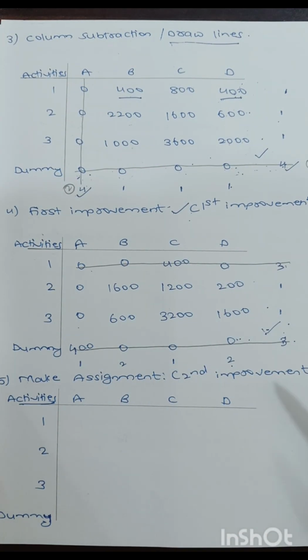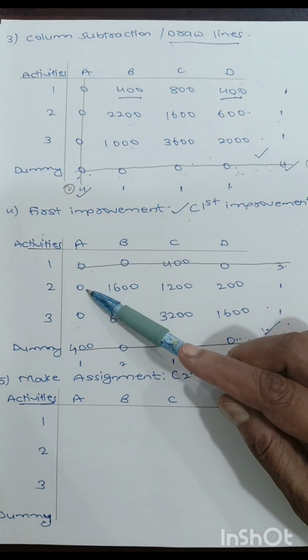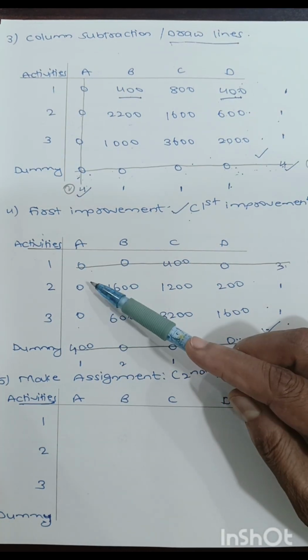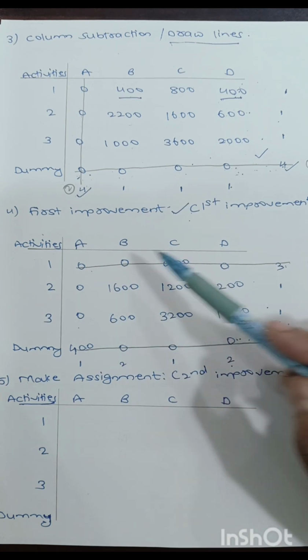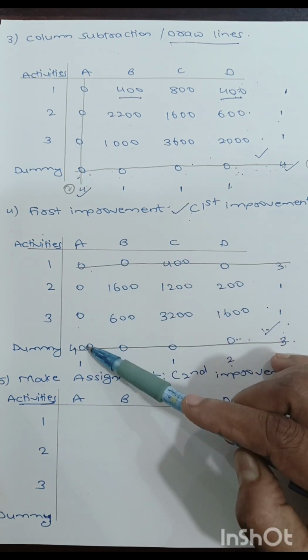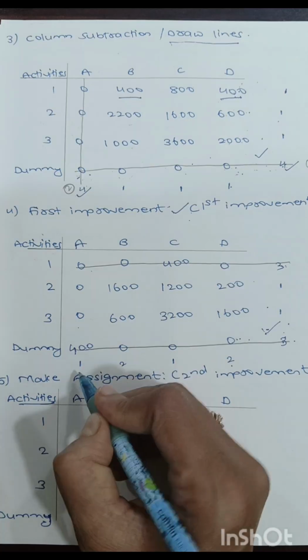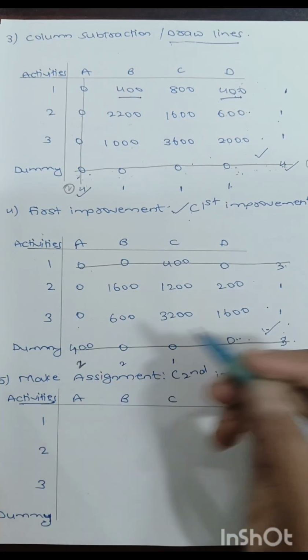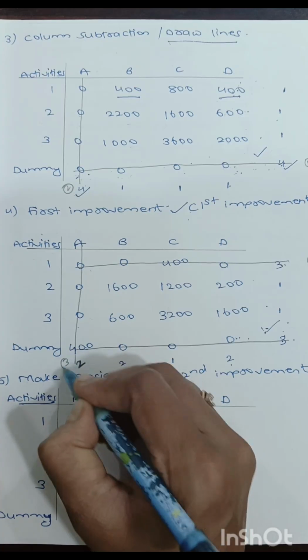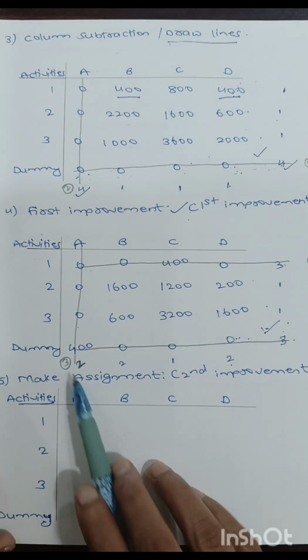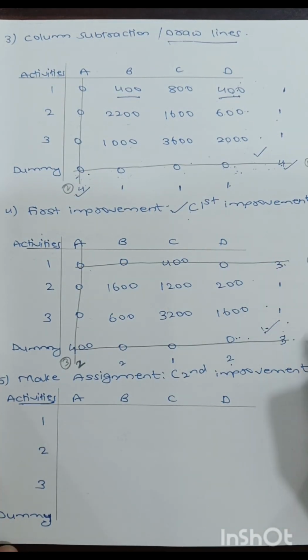Now the zeros remaining are in row number 2 and row number 3. Row number 2 has 1 zero, row number 3 has 1 zero. But if we check column-wise, column A contains 2 zeros, which is the maximum. So this is my line number 3. So after drawing lines, here we can see we have got only 3 lines. Line number 1, line number 2 and line number 3.